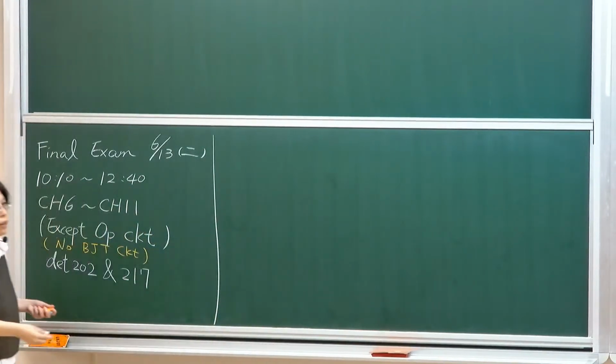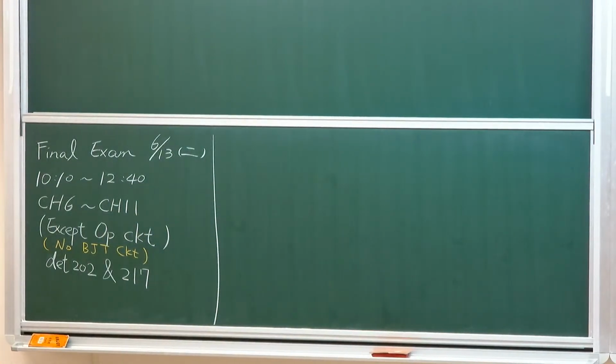So these are, once again, announcements on the final exam. Just make sure that you come at the exact time. The coverage is from chapter 6 to 11: single-stage and op-amp circuits. We'll focus our questions on MOSFET devices, except bipolar, which means we're going to focus mostly on MOSFET circuits and also MOSFET devices. I will give you more detail.